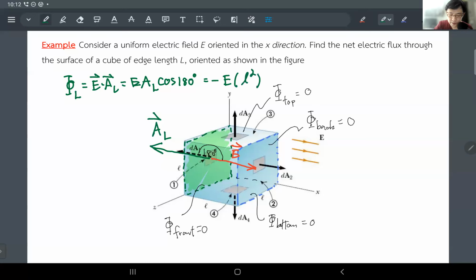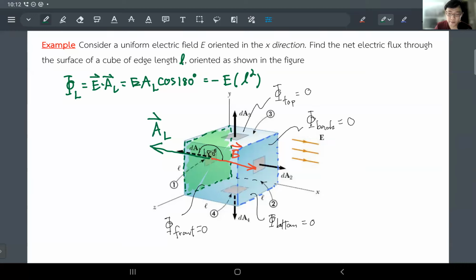There you go. It's supposed to be a small l there, guys. Sorry. So that's a negative L squared. Why is it negative? Now you start to understand. The reason is negative flux, because it's trying to enter the cube. That's why it's negative. All right, cool.